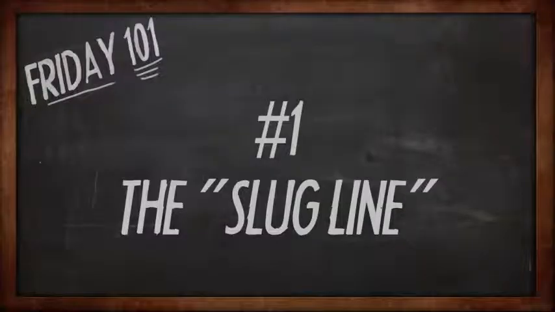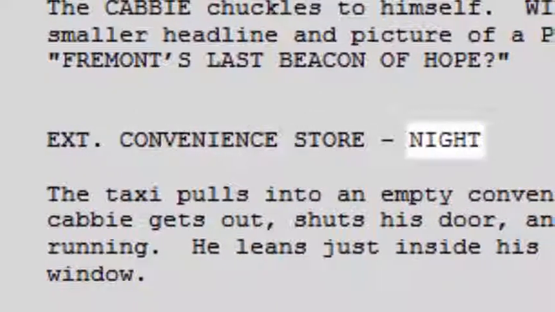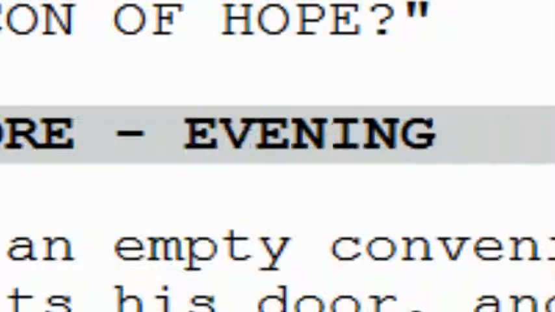First, the slug line. At the start of each scene, you want to establish a few things. It starts out simple. Is your scene inside or outside, or in this case, interior or exterior? Easy, right? After that, add your location and a description of when the scene takes place. Usually just day or night will suffice, but you can get more specific if you want. Morning, afternoon, evening, dawn, dusk.